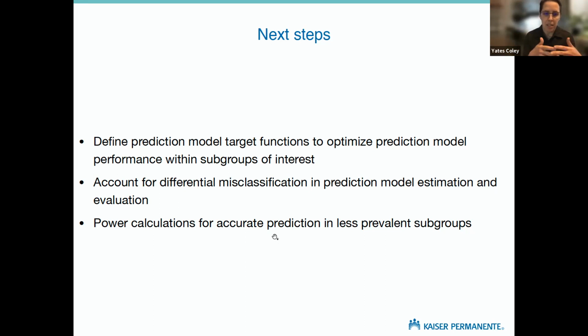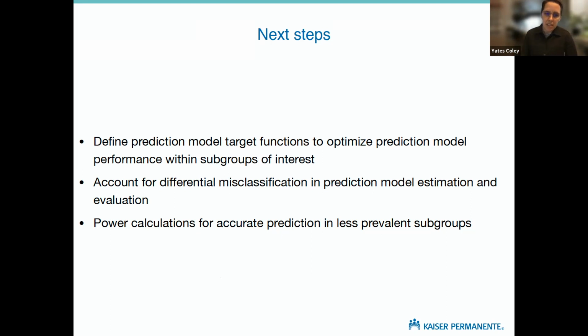Poor performance within smaller groups, for example, visits by American Indian and Alaska Native patients, is going to have very little influence on the overall performance because that group represents such a small proportion of the entire sample. So we're looking at estimating subgroup specific prediction models using target functions that are designed to optimize prediction model performance within that group. We're also currently conducting chart reviews of possible suicide attempts to better quantify outcome misclassification so that we can then incorporate misclassification rates into our prediction model estimation and validation.